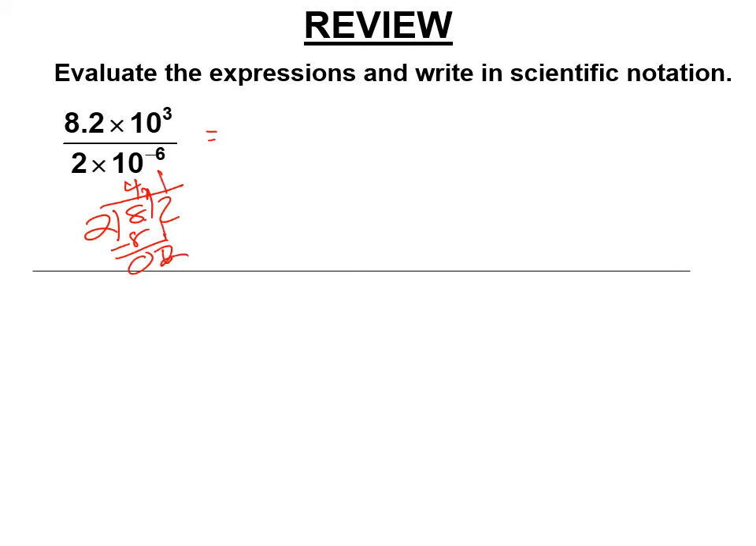And so you got 4.1 times 10. Now we have to subtract these exponents, right? So it's 3 minus -6, the top one minus the bottom one. You also could just put this on the top and then add. Both ways work, but when you're multiplying, you add the exponents. When you're dividing, you subtract, and it's top minus bottom. All right. So this is 4.1 times 10 to the 9th.